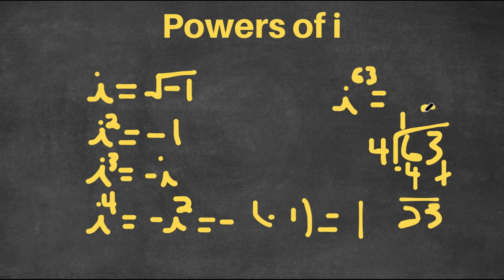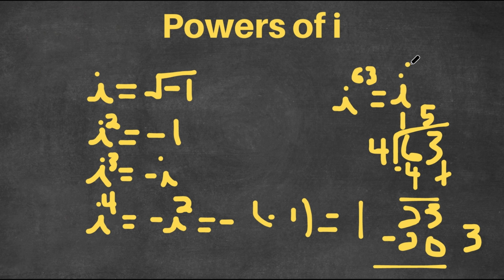4 goes into 23 5 times. Now we subtract this, and we get 3. So our remainder here is 3. So this is equal to i to the power of 3. And remember, as we know, i to the power of 3 equals -i. So our answer to this is -i. So you have to actually memorize these 4 powers of i. And once you do, you could essentially calculate any power of i, no matter how big the power is.